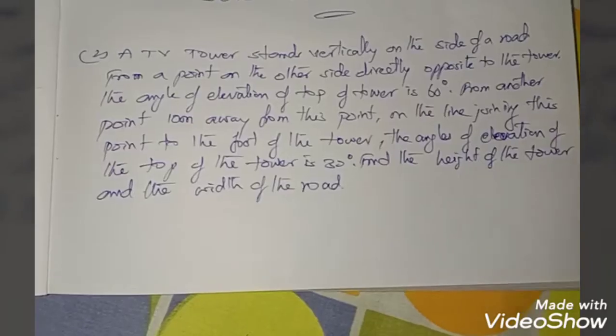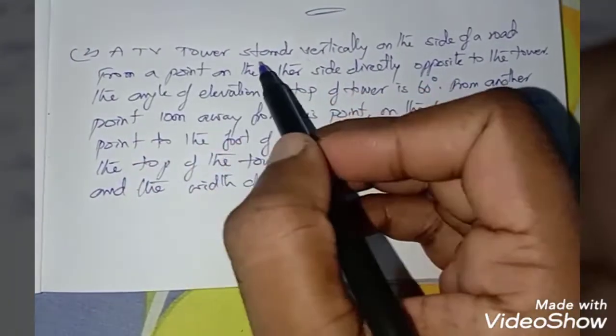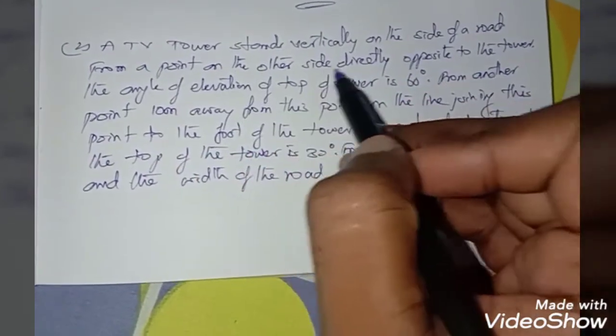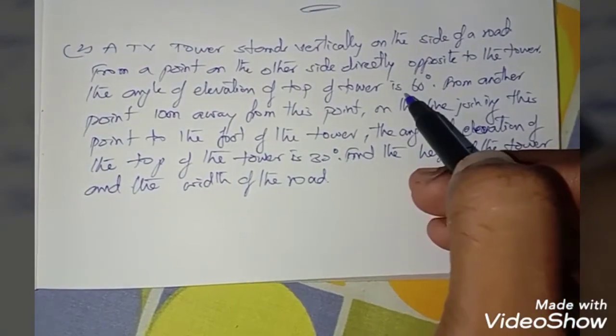Okay, so here the second question is given as: a TV tower stands vertically on the side of a road. From a point on the other side directly opposite to the tower, the angle of elevation of the top of the tower is 60 degree.